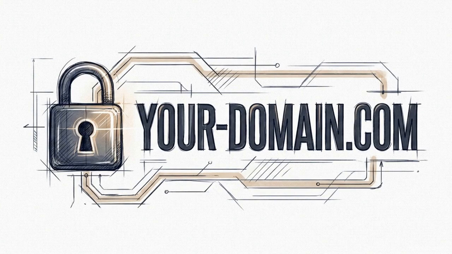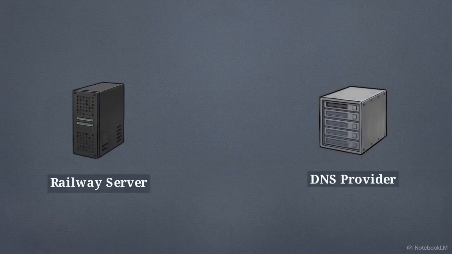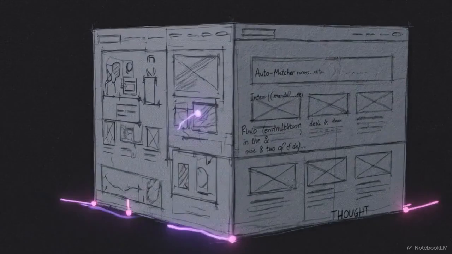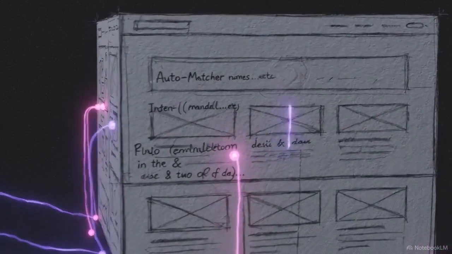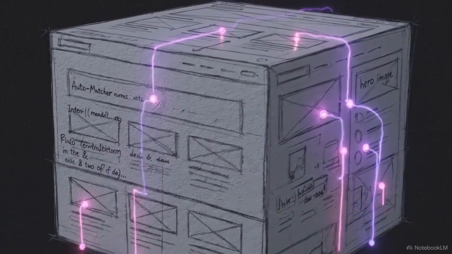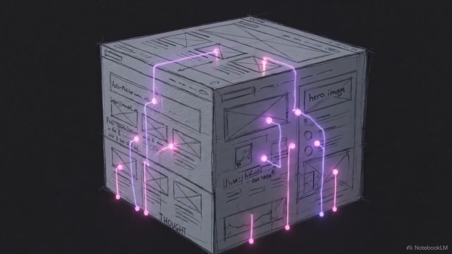The final step is mapping your professional domain. Use the Railway networking settings to connect your custom URL by adding the provided CNAME and TXT records to your DNS provider. This workflow allows you to move directly from an AI-generated layout to a functional web application with a public URL in a single session.